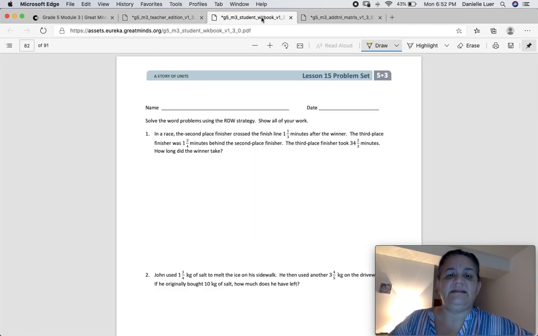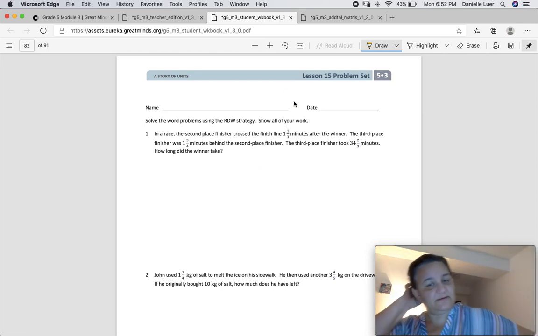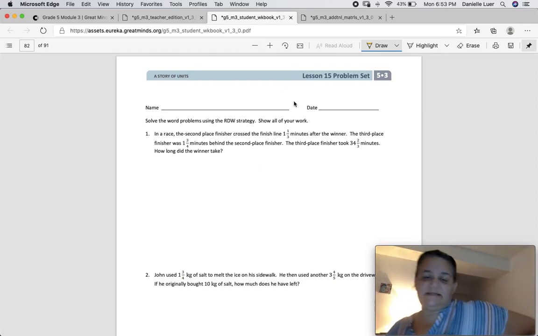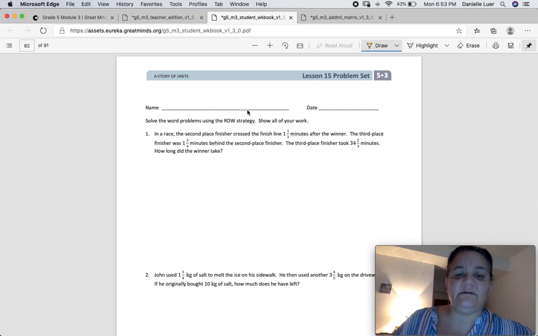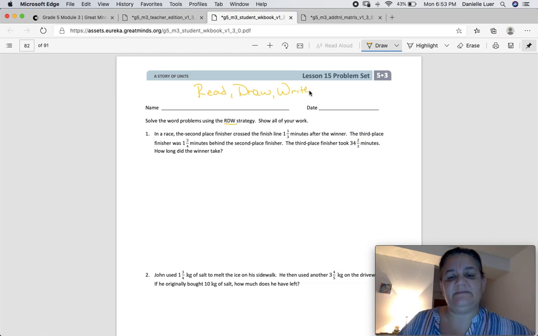So please go to the Learn book, Lesson 15. Pause the tape if you need to. Get out your Learn book. Solve the word problems using the RDW strategy. You remember that as read, draw, and write, which means we'll probably use some tape diagrams, maybe some other strategies like that. Okay, show all of your work.